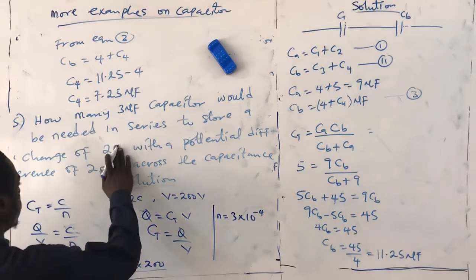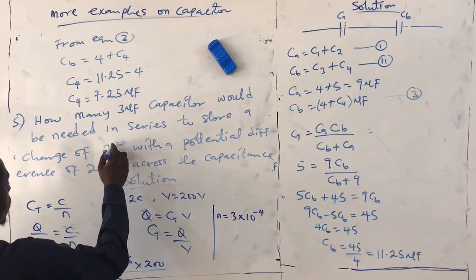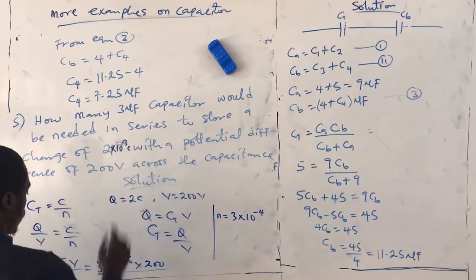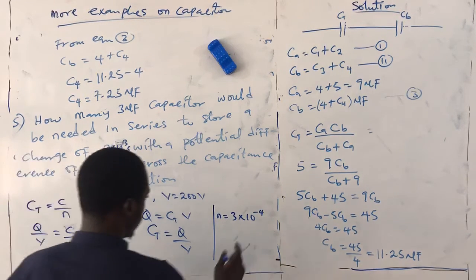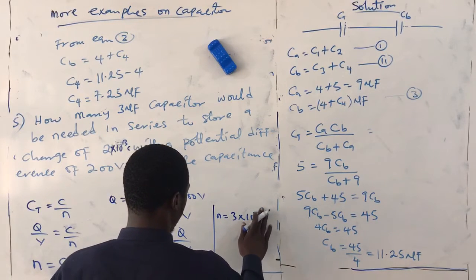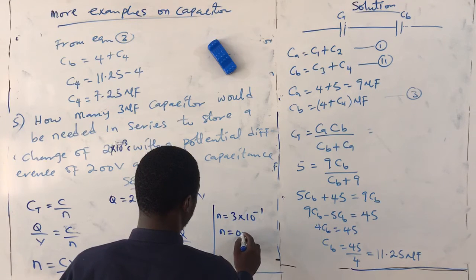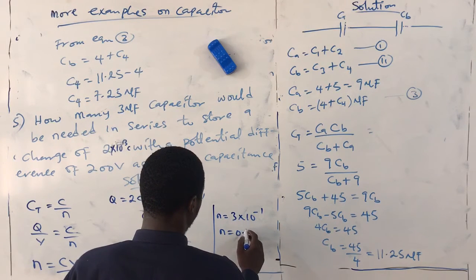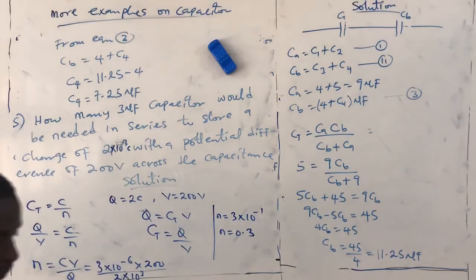Suppose our charge is greater than this. Let's say 2 times 10 raised to the power 3 coulomb. Here we are going to have 2 times 10 raised to the power 3. So at the end of our answer we are going to have 2 times 10 raised to the power minus 1, which is 0.3. So this is the solution for this question.